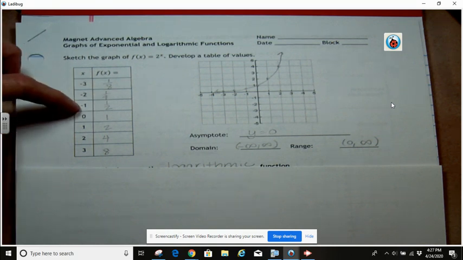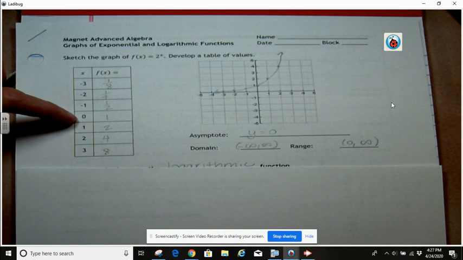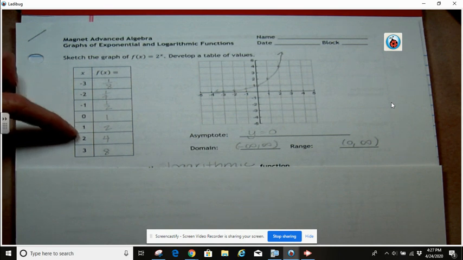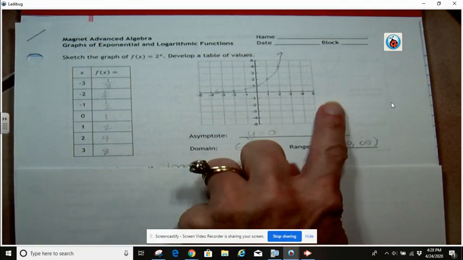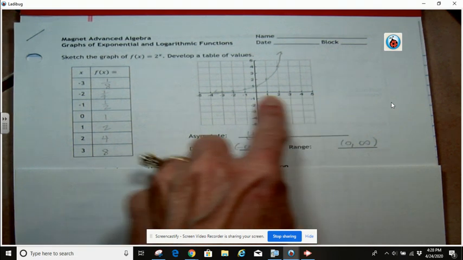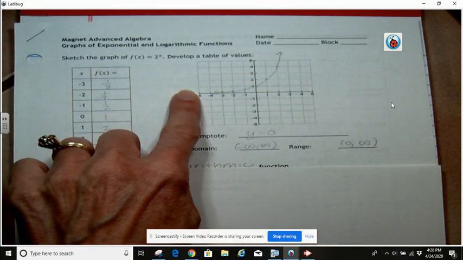2 to the negative first power is 1 over 2. Anything to the 0 power is 1. 2 to the first, 2 squared, 2 cubed. And you can plot out those points and see the same shape that I showed you on the calculator. There is, again, that horizontal asymptote of y equals 0.